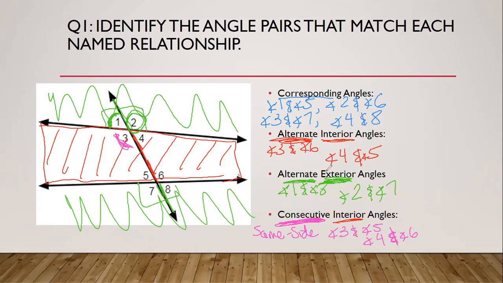So interior and exterior refer to either between the lines or outside the lines, and alternate or consecutive refers to either alternating sides of the transversal or the same side of the transversal. The words tell you where to look, honestly.